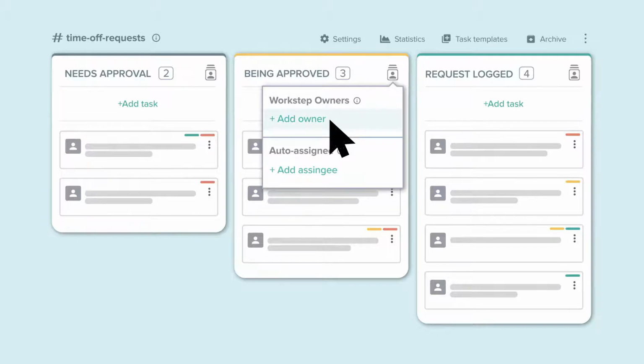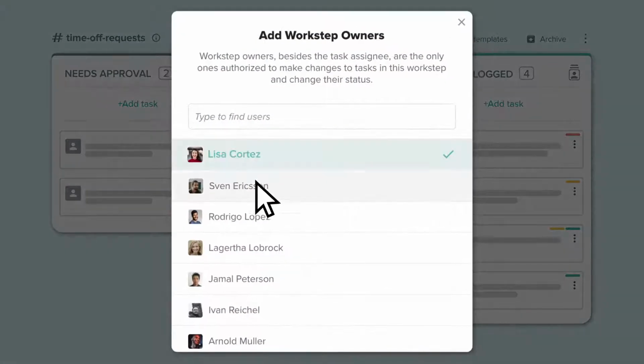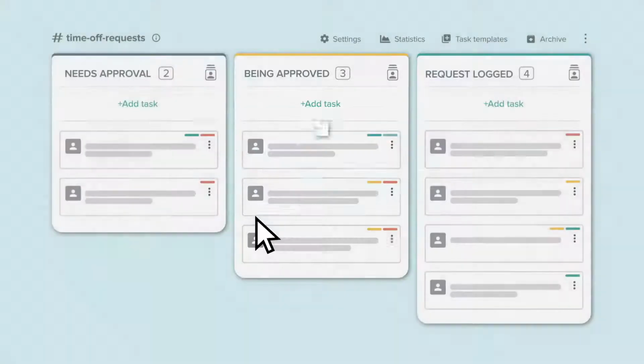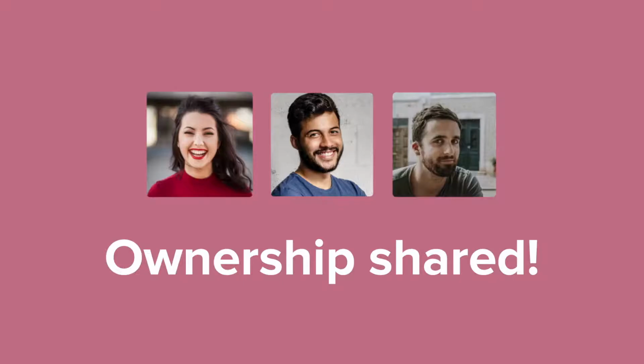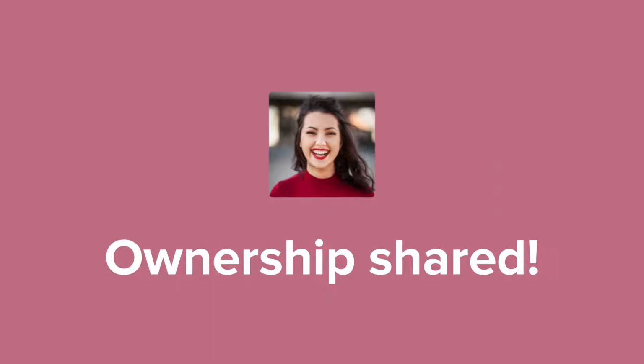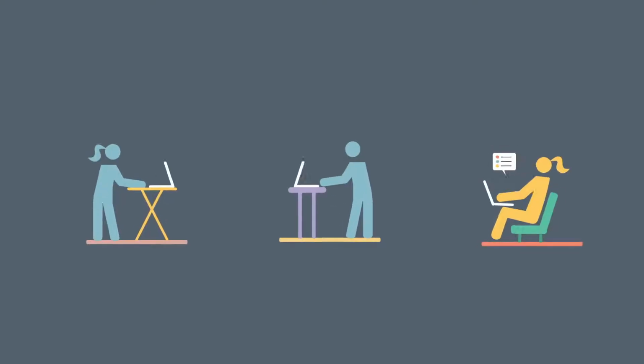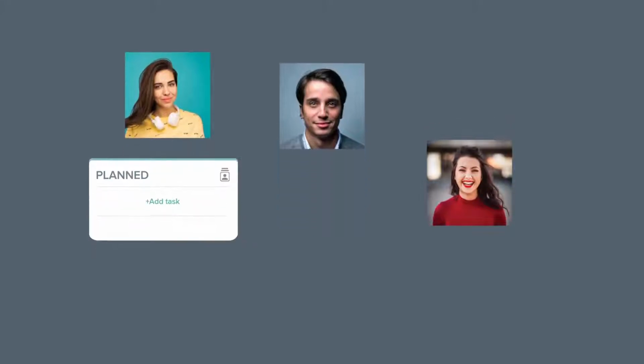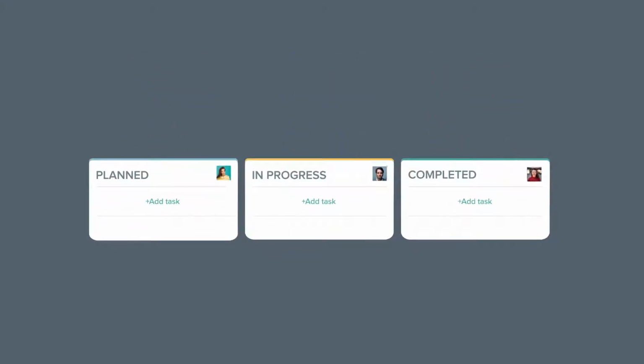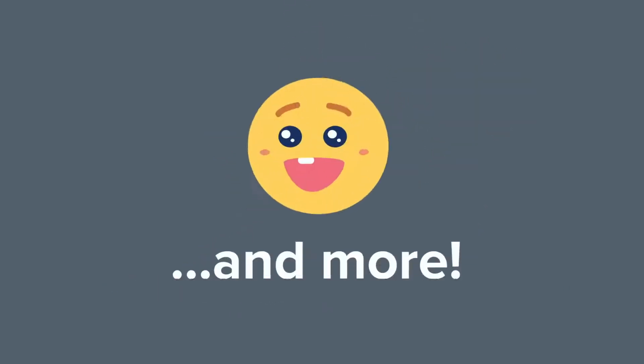Once set, workstep owners, along with assignees, are the only ones permitted to edit or move tasks that are placed in their workstep. A workstep's designated auto assignee can also, of course, be set as the workstep owner. Use workstep assignees and owners to involve colleagues in the right steps of your company's internal processes, such as payroll, procurement, time off requests, and more.